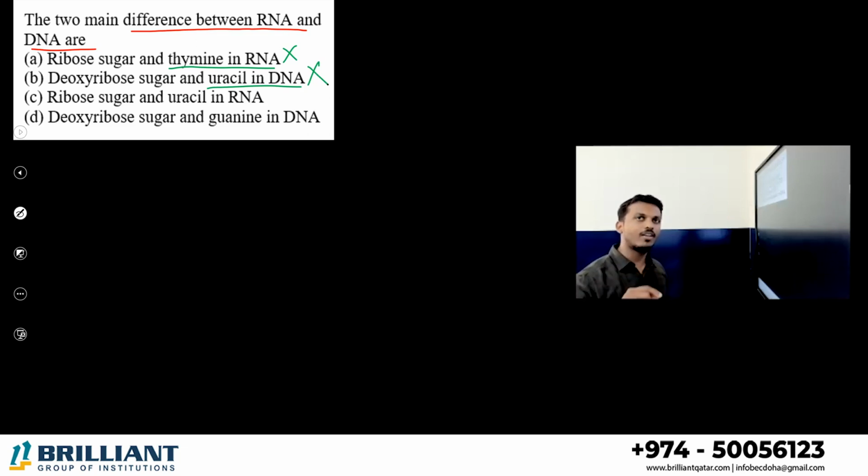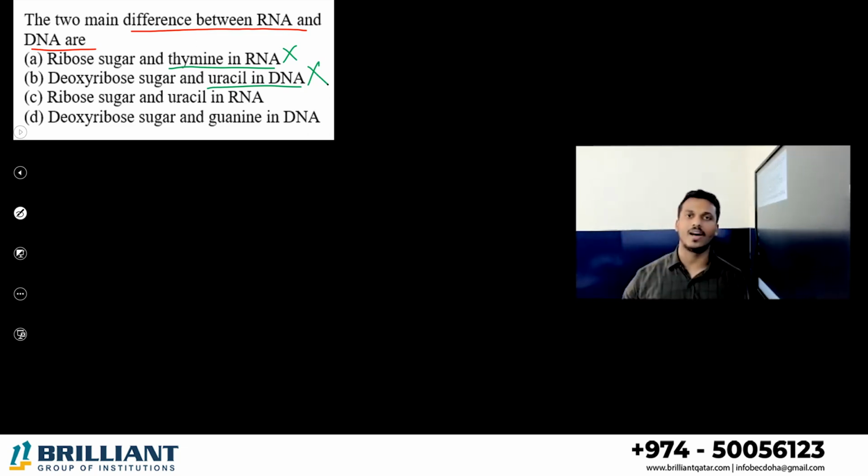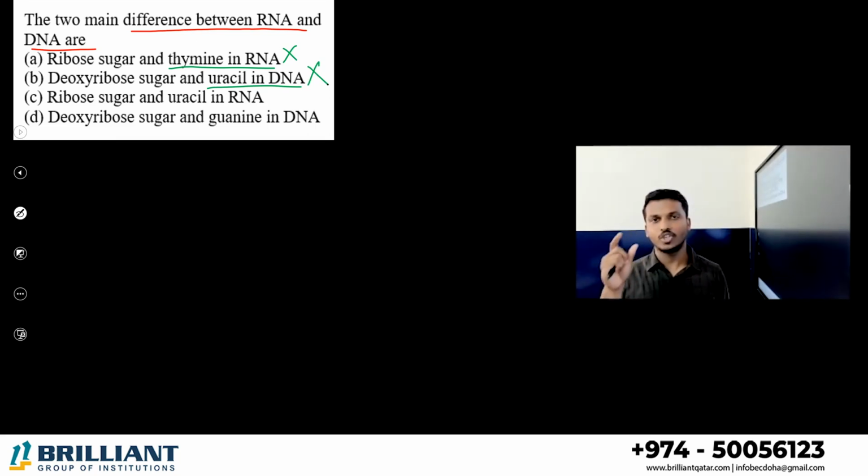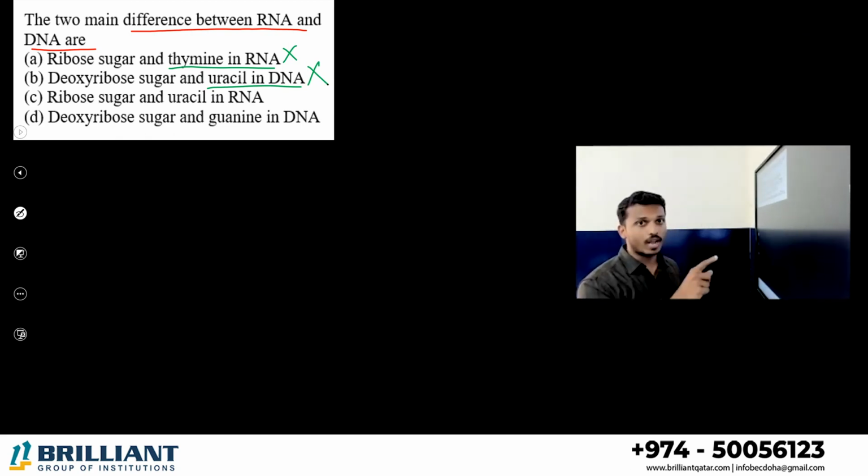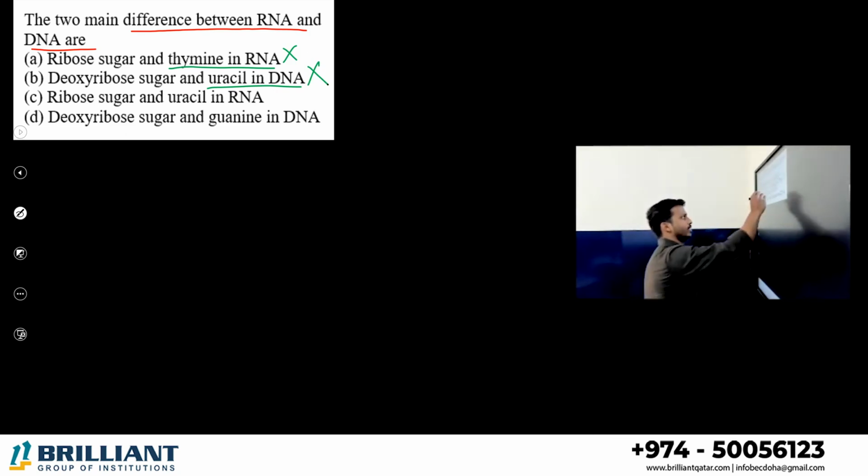Yeah. The major difference between RNA and DNA is the pentose sugar. We discussed in part 1. RNA contains the pentose sugar called beta-D ribose. In DNA it is called beta-D 2-deoxyribose. And RNA contains uracil, DNA contains thymine. Yes, that is the difference. Option C is the correct one.